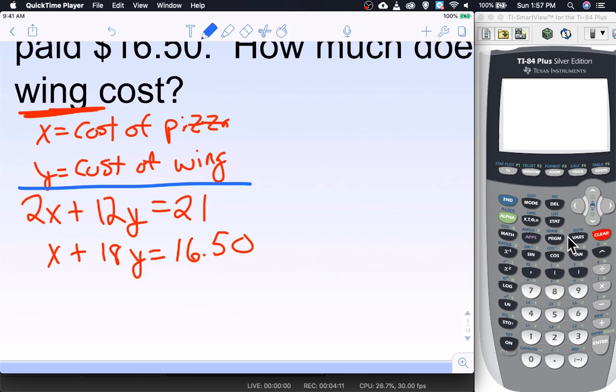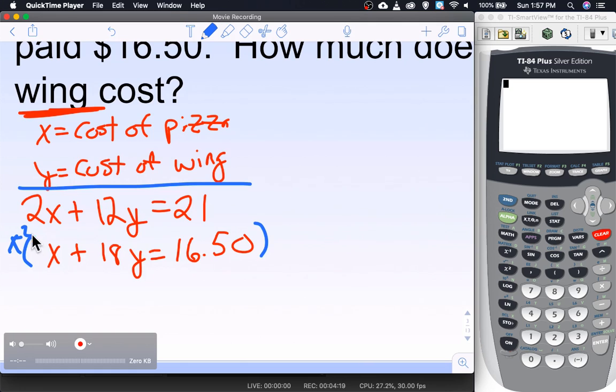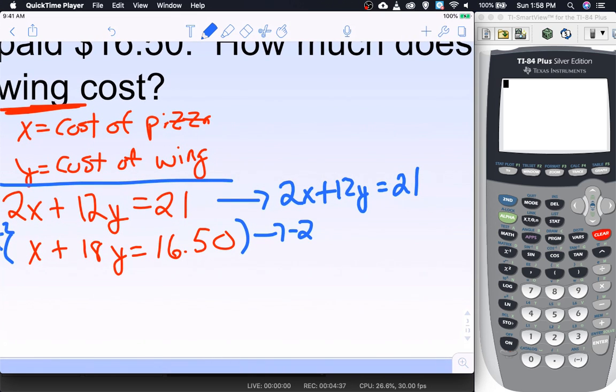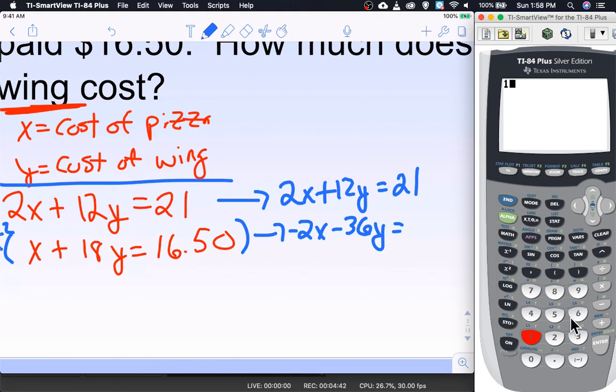To do this by hand, I would take the bottom equation and multiply by -2. That multiplying by -2 is going to make my x's cancel because I have a positive 2x here. This will become a negative 2x there. My x's will eliminate. So here we go. Top equation stays the same, 2x plus 12y equals 21. Bottom equation multiplied by negative 2 is negative 2x minus 36y equals, 16.5 times negative 2 is negative 33.